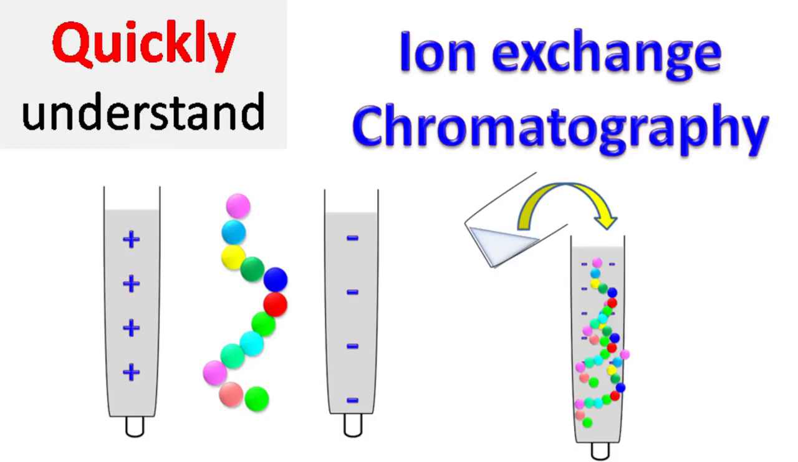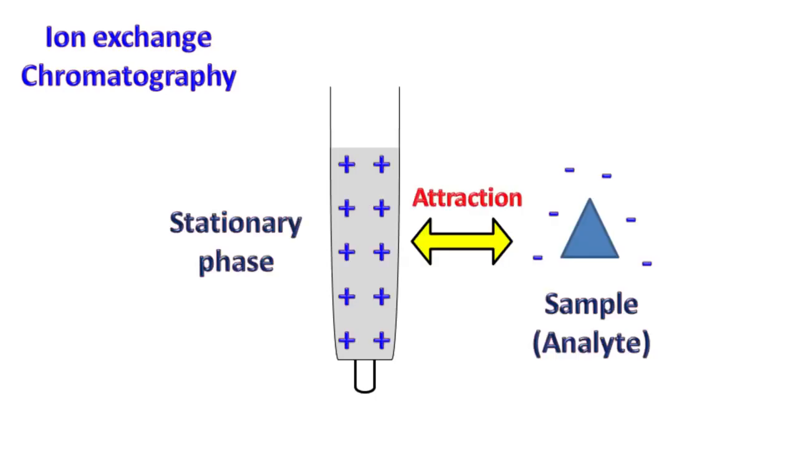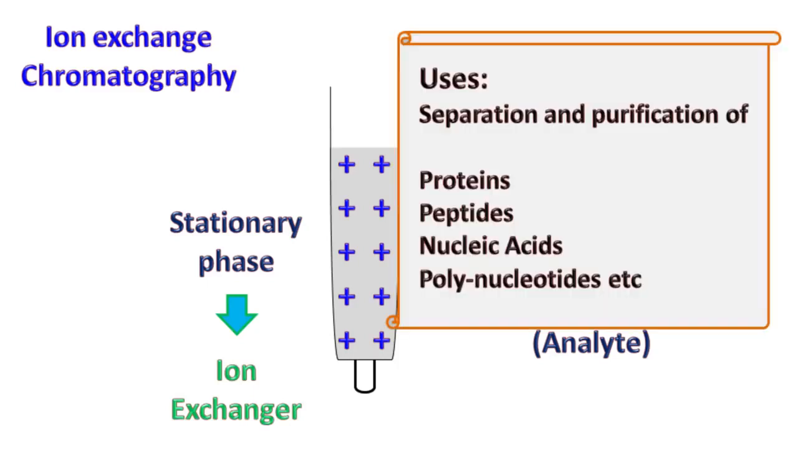Let's talk about ion exchange chromatography. Ion exchange chromatography is based on the phenomenon of attraction between opposite charges. The stationary phase is selected such that it has a particular charge and attracts the sample molecules with the opposite charge. The stationary phase is also known as the ion exchanger. Ion exchange chromatography is widely used for the separation and purification of proteins, peptides, nucleic acids, polynucleotides, etc.